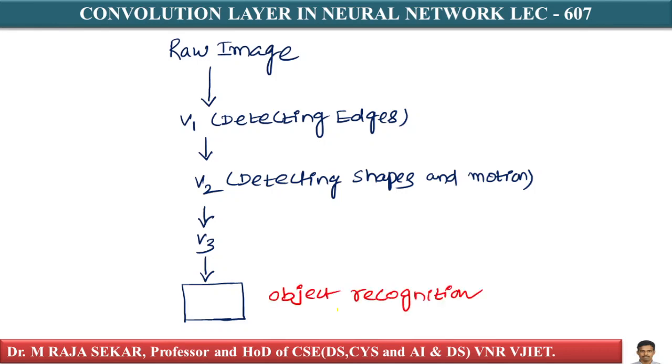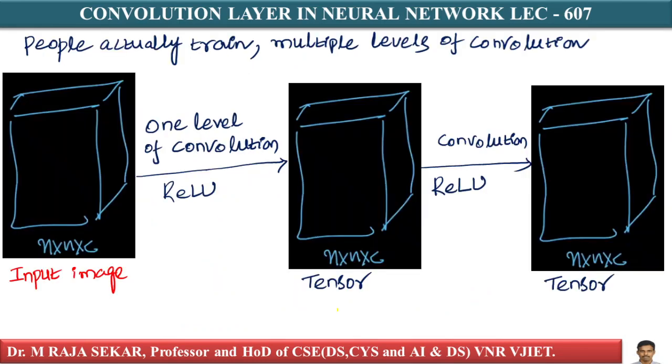So what they realized is when they build a hierarchical system like this, the output here is related to V1. You have an input image and you are getting a tensor.